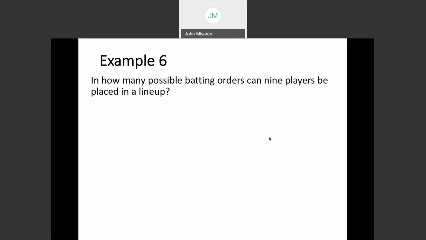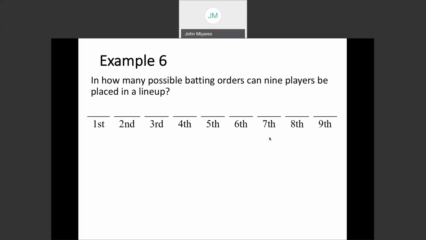Next example. In how many possible batting orders can 9 players be placed in a baseball lineup? Same process here. First, we'll set up our slots. Then we can have any of the 9 players bat first. Then there's 8 people left to bat second, and so on and so forth down the line until there's only one batter left at the very end. We multiply all these together to get 362,880 possible batting orders, which could also simply be written as 9 factorial.